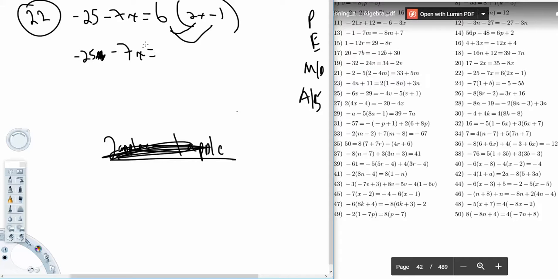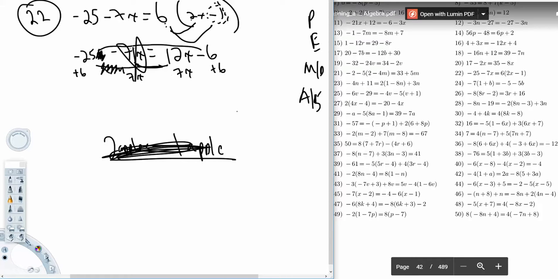Minus 7x equals, right, 6 times 2x equals 12x. 6 times minus 1 equals minus 6. All right, let's move all this junk over here. Here and this, we're going to move over there. So 7x, right? We have a negative 7x. We have to add 7x to make it 0. Here we have a minus 6. We have to add 6. Here we have a minus 25. We have to add 6.